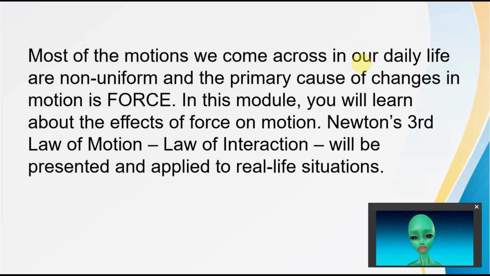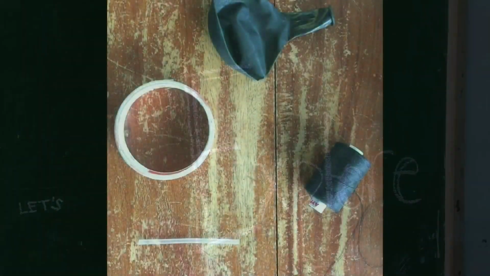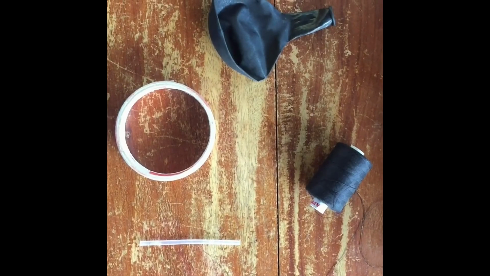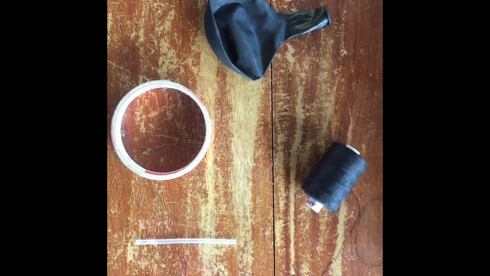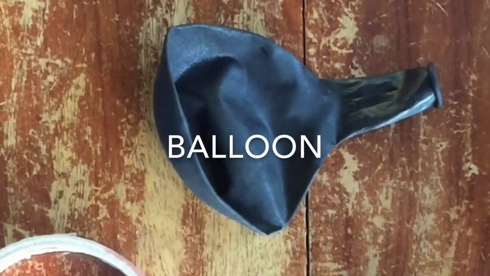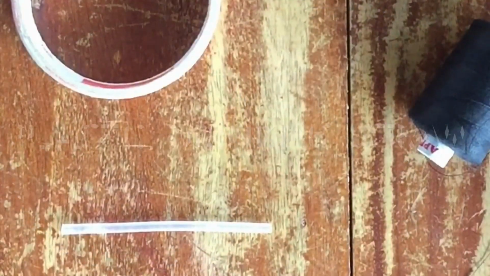Most of the motions we come across in our daily life are non-uniform, and the primary cause of changes in motion is force. In this module, you will learn about the effects of force on motion. Newton's third law of motion, the law of interaction, will be presented and applied to real-life situations. Let's explore! In this activity, the law of interaction will be demonstrated. We will use balloon, scotch tape, plastic drinking straw, and string.